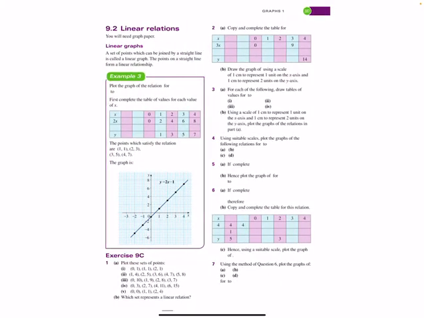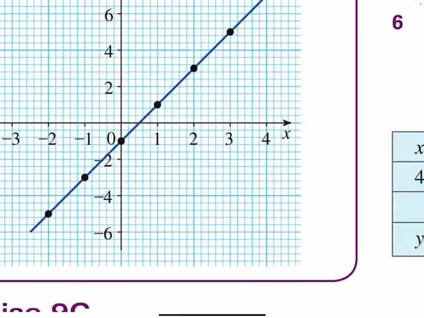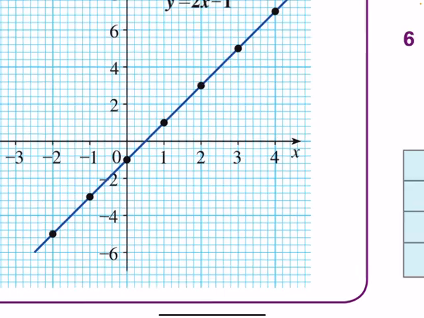A linear equation. What is a linear equation? An equation of a line. One, it is a straight line. So if you take your ruler and you draw a straight line, that's a linear equation. How do you know it's a linear equation? When it's a graph, when it's in a table.